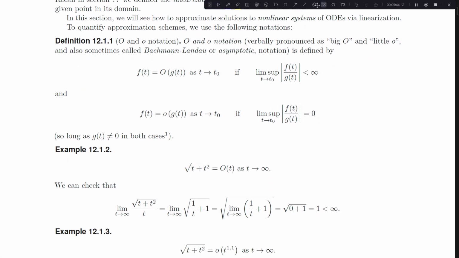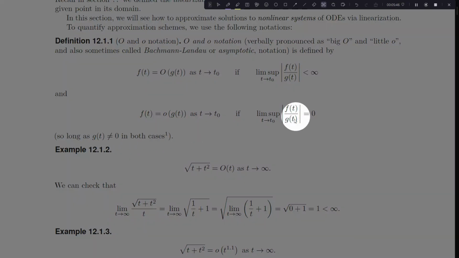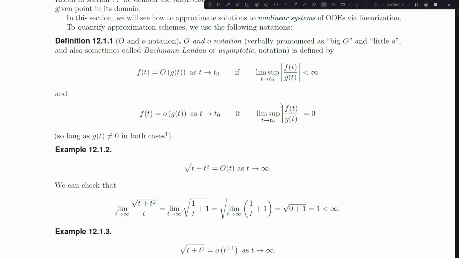And I do say so long as g of t is not equal to 0 in both cases, because I am dividing by g of t here. If it's only equal to 0 at like finitely many points, then just skip all of those points and you still get the same limiting behavior. But if you run into some problems with zeros, you have to play a little bit trickier game. But you can look on the Wikipedia page for that if you're worried about zeros.